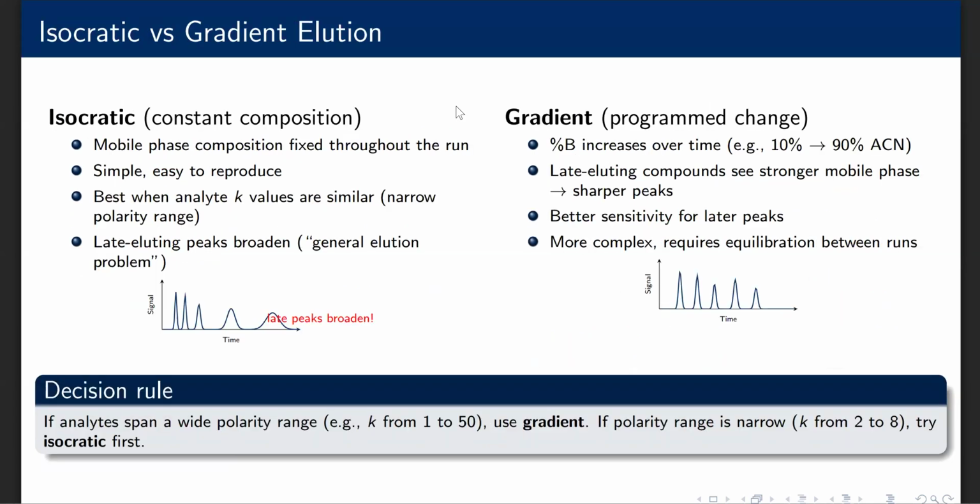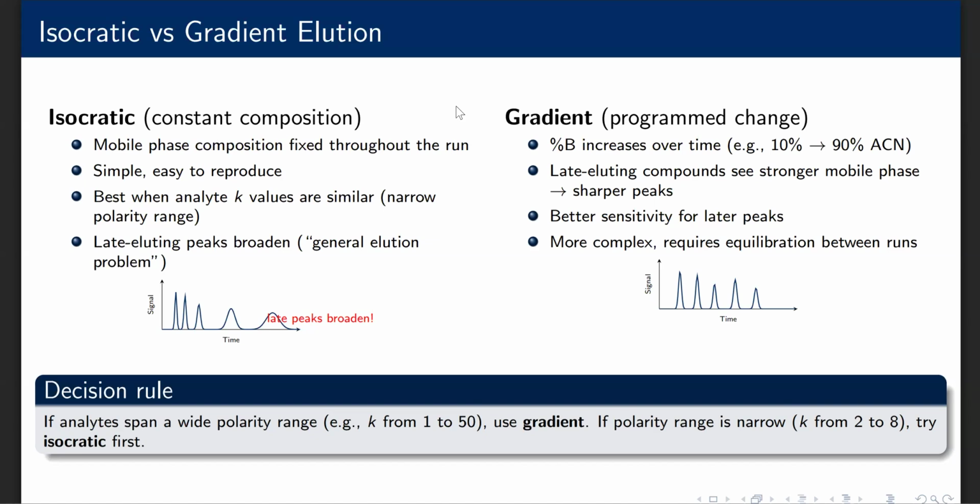Isocratic versus gradient elution. A key decision in method development is whether to use isocratic or gradient elution. Look at the 2 chromatograms. In isocratic mode on the left, the mobile phase composition is constant. Early peaks are sharp, but later peaks become progressively broader and shorter. This is the general elution problem. Compounds with high k values spend a long time on the column, and their peaks broaden by diffusion.